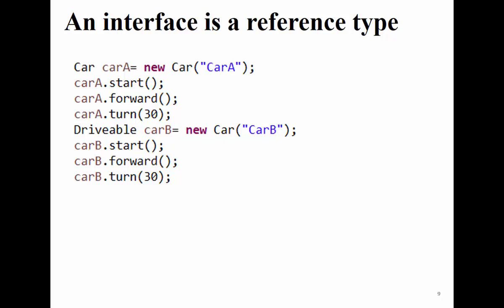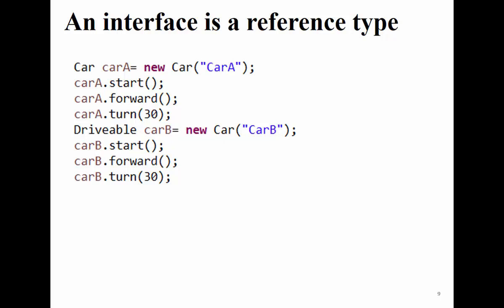So let us go to this example to highlight one of the important things here. We define a car object, carA, of type Car, and then we give the name of the variable, carA. Then we say new Car, and we give the name for the car. And we use start, turn, and then forward. And then you can see here in the second one, we use Drivable. Drivable is an interface, not a class. So Drivable, we can use it on the left side as a reference type.